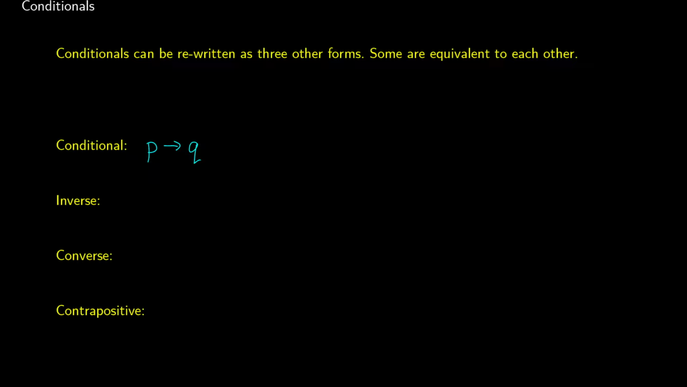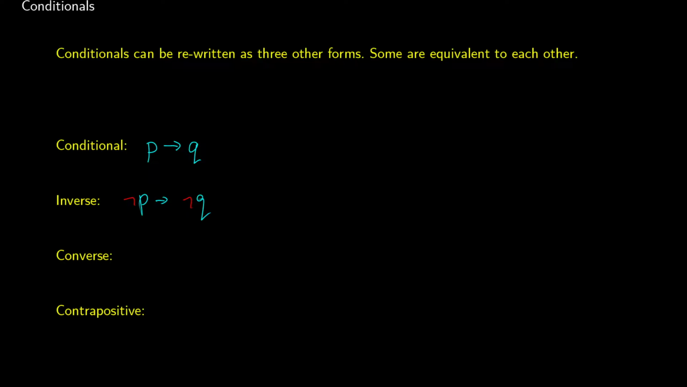Now, I said I'd talk a little bit more about conditionals, so here they are. The conditional starts out with P arrow Q, and there are three different variations of it. For example, with the inverse, we negate both values. So if we have P arrow Q, the inverse of it is not P arrow not Q.